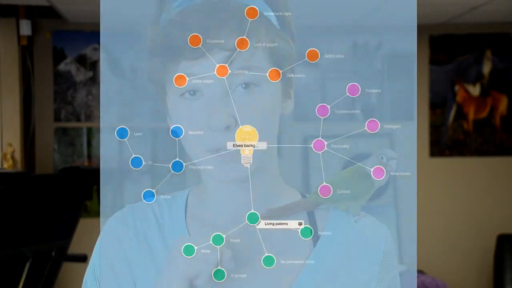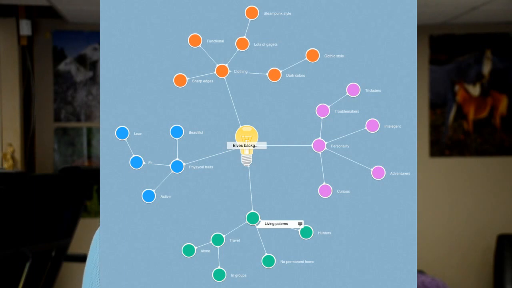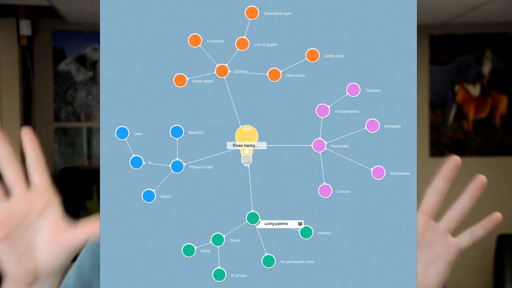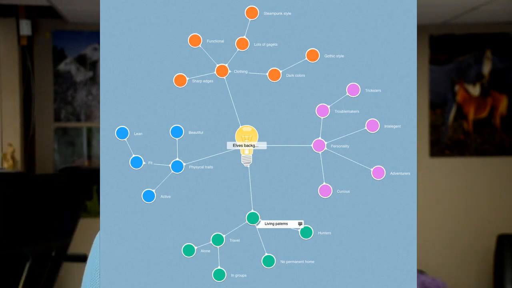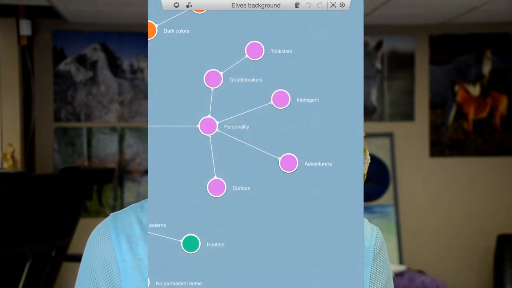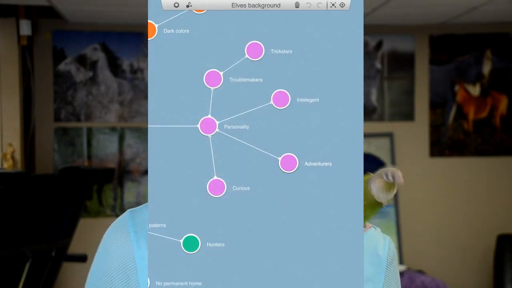So I decided to make a mind map. Now, what's a mind map? Basically, you start with an idea and you branch out from there. It can just be simple words or phrases or full completed ideas. And I'm going to show that on the screen, the mind map I did for this specific character. I'm not going to get too much into it, but I made a mind map of the specific species that this character was going to come from.